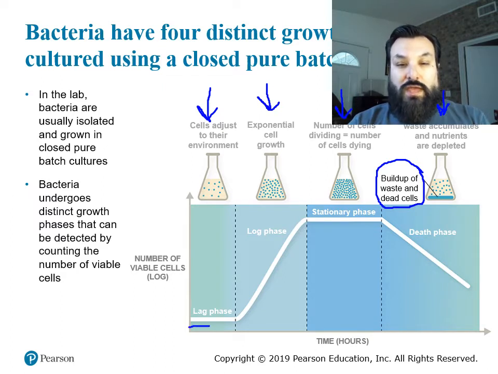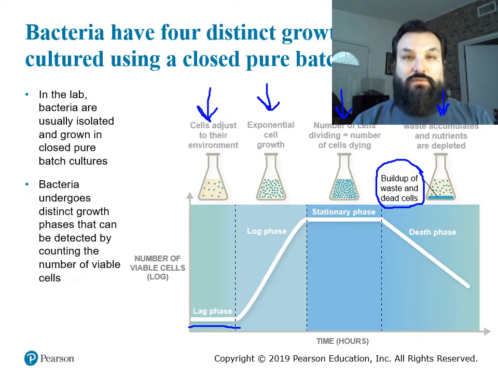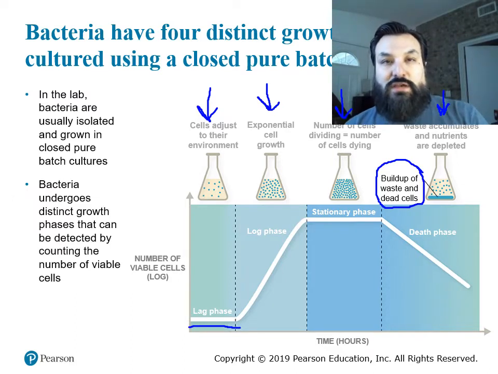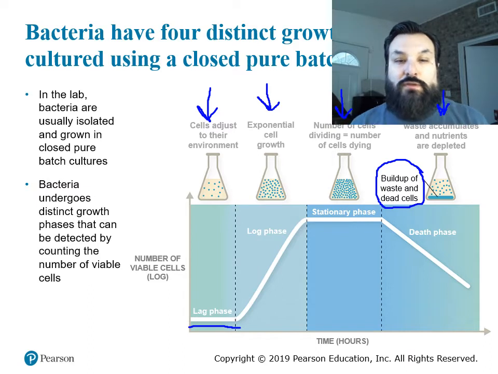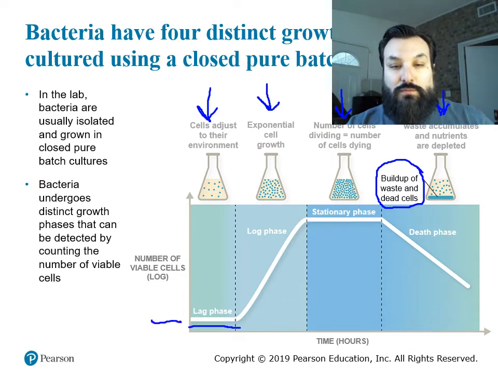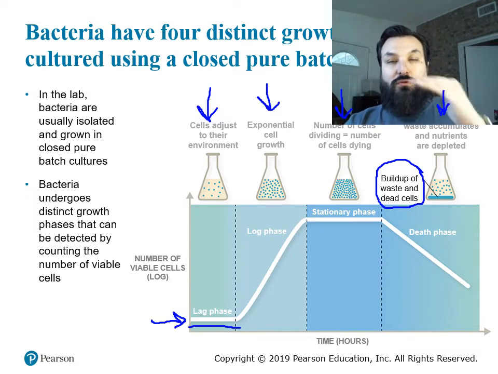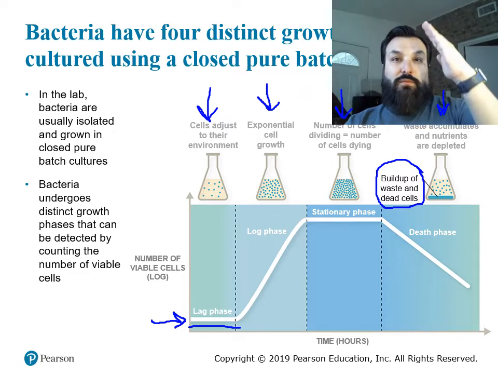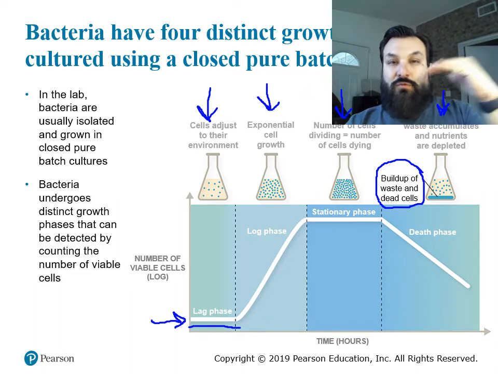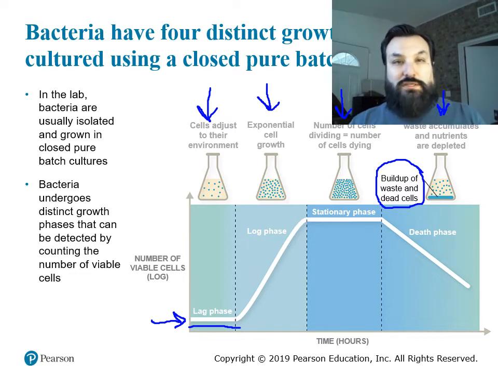In what we call the lag phase, I'll stop right there, lag phase. In the lag phase, the cells are adjusting to their environment. So you don't see any growth occurring here in the lag phase. How do I know there's no growth occurring? Because the line has stayed stationary, straight. If there was growth in this portion of the growth curve, you would see the line move up. Since you don't see the line move up, that means there's no growth occurring. So the cells are adjusting to the environment.